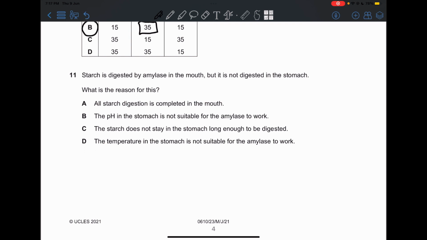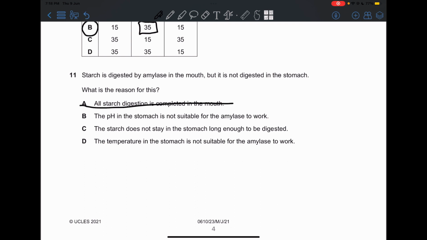A says all starch digestion is completed in the mouth. Now, this is incorrect because there is also amylase enzyme that is secreted from the pancreas, and it also does some starch digestion. It's not only in the mouth, so this is incorrect.